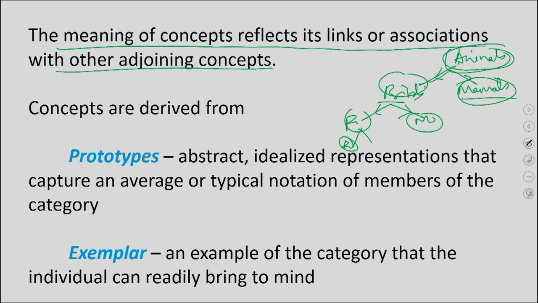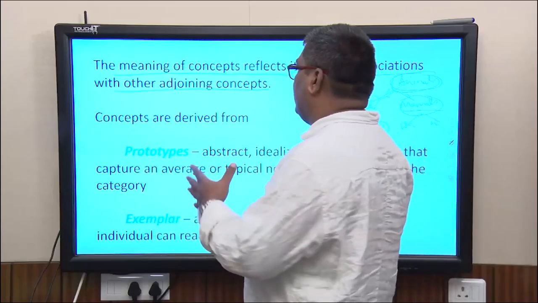So the meaning of a concept reflects the links or associations with adjoining concepts. For example, within mammals you will have simple mammals and complex mammals, so you will have chimpanzees versus bears, and so on and so forth.